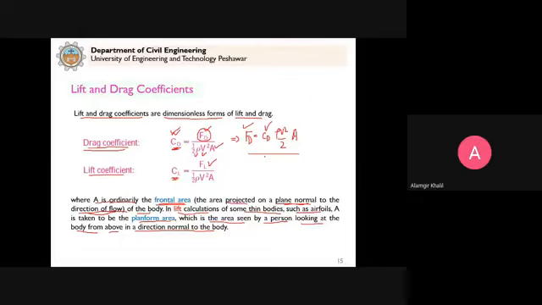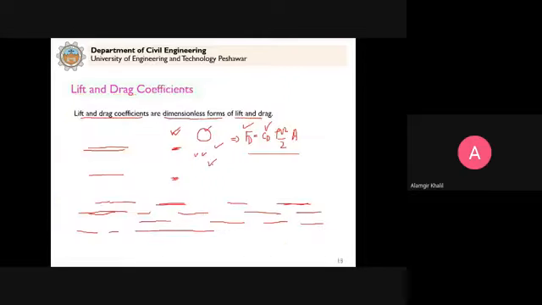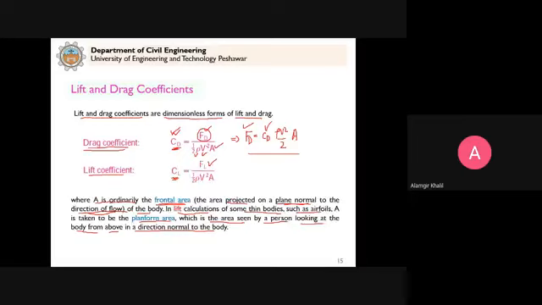So this is a convenient way to calculate these forces, because otherwise you have to evaluate these integrals for the differential areas of the bodies, which is very inconvenient. Clear? Now in this equation, this half rho V square is actually the dynamic pressure. This term half rho V square is the dynamic pressure.